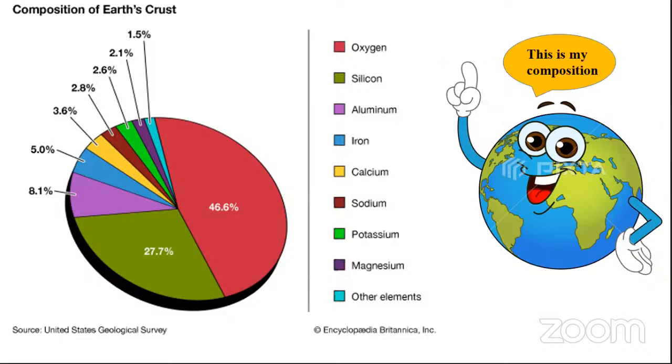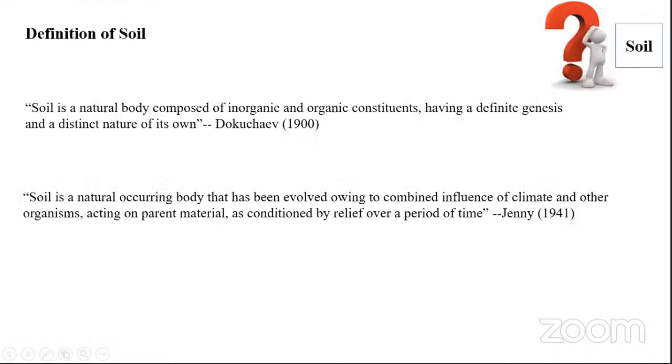Magnesium is 2.1 percentage, and later on all other trace elements or micronutrients considered are 1.5 percentage, a very less quantity. So these are the net composition, the basic composition of our earth crust, students. And next we will see soil. Finally we came to the soil.